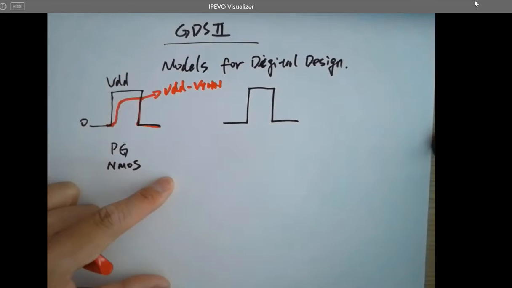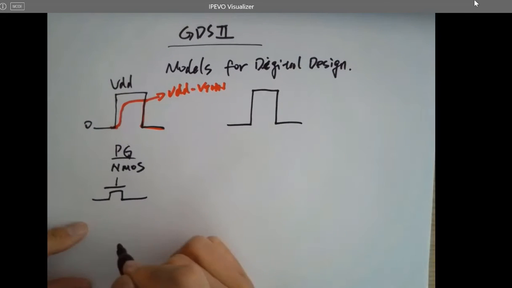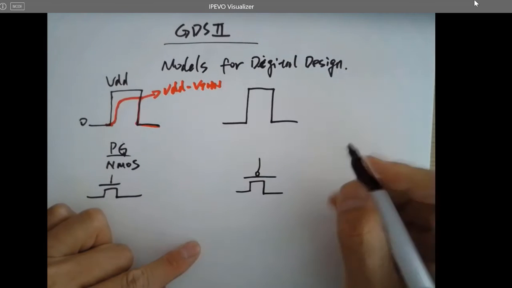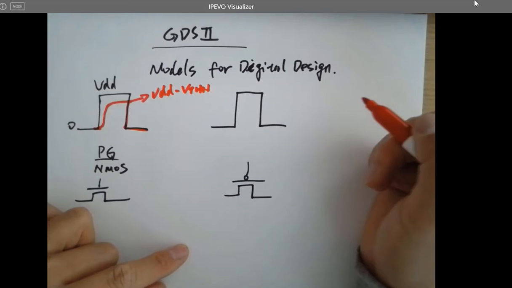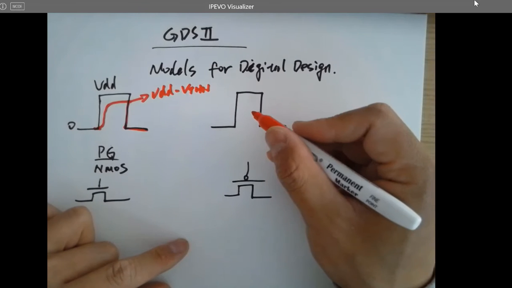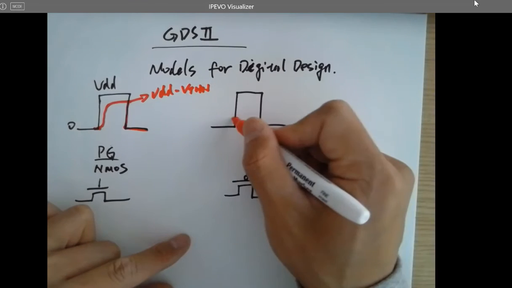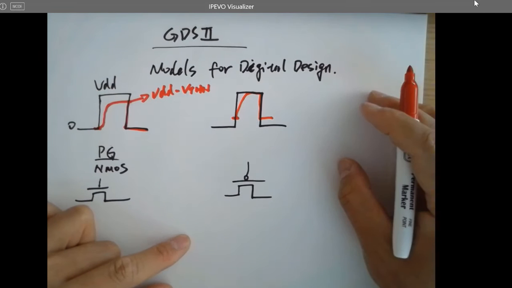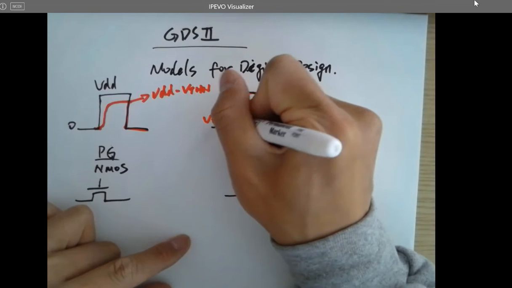Now with the PMOS pass gate. So what is a pass gate? Like this, right? What about a PMOS pass gate? PMOS is good at passing VDD but not zeros. What's going to happen is it's going to start from here and reach VDD, and come back like this. So this voltage is VTHP.